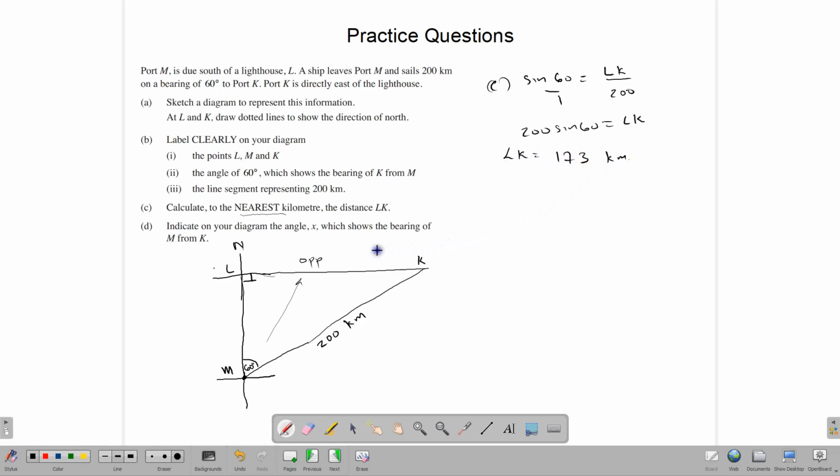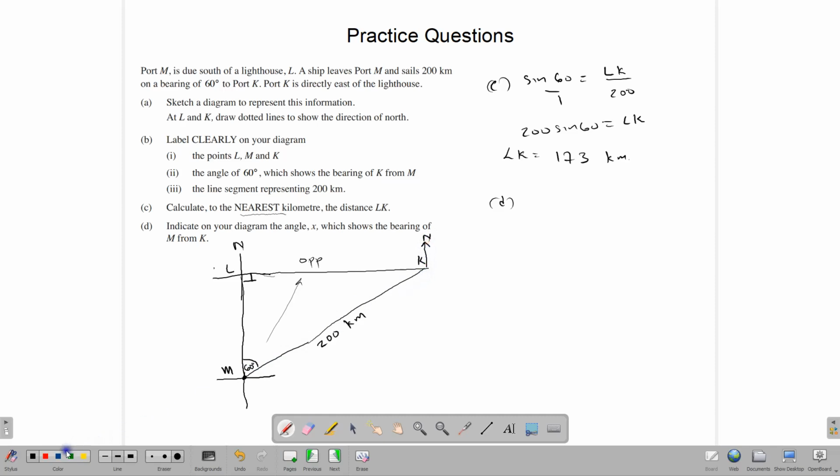All right. Now, part D says we are supposed to indicate or show on your diagram the angle X, which shows the bearing of M measured from K. So we want the bearing of M measured from this point, meaning if you were at this point and you wanted to go to M, what bearing would you use to get there? Remember, all bearings are measured from the north line.